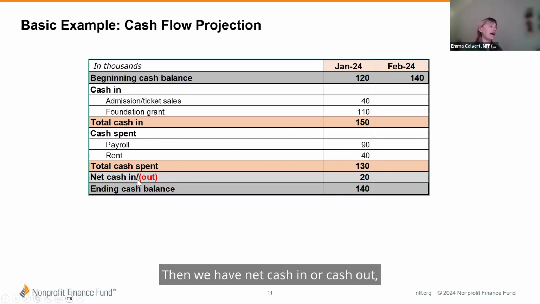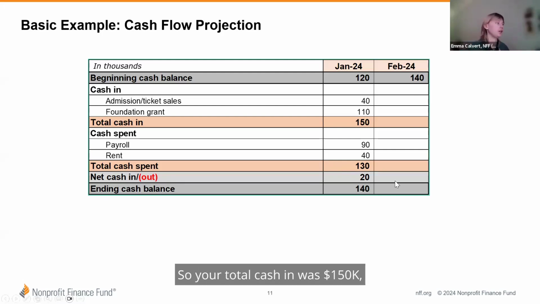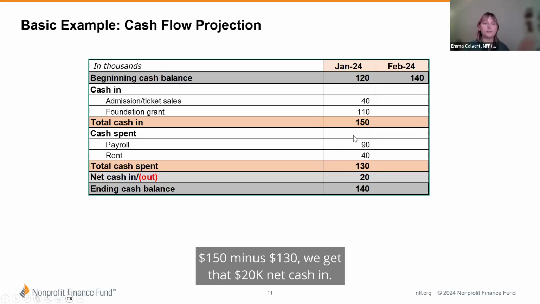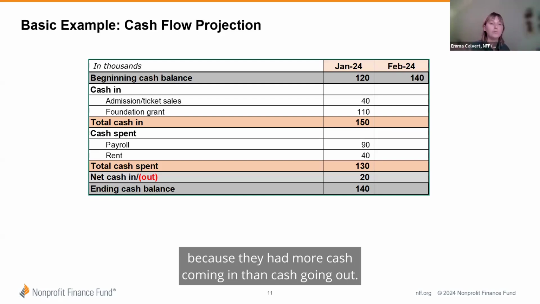Then we have net cash in or cash out, which just takes your total net cash. So your total cash in was 150K minus your total cash spent, 130K, 150 minus 130. We get that 20K net cash in this case, since it was positive, which just means in the month of January, this organization had a surplus of cash, an additional $20,000 of cash because they had more cash coming in than cash going out.